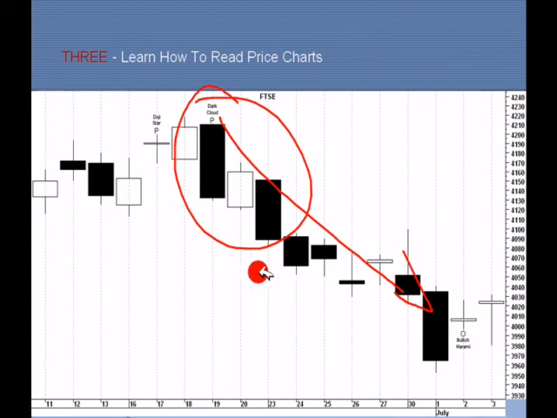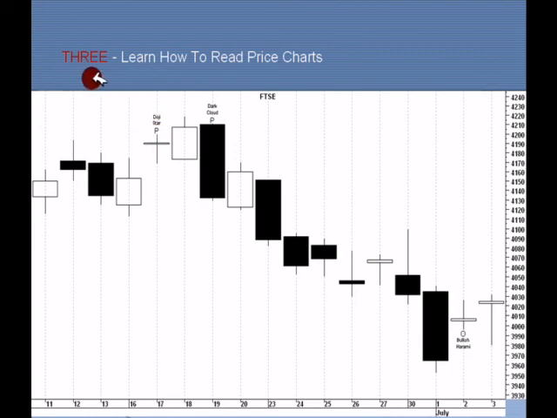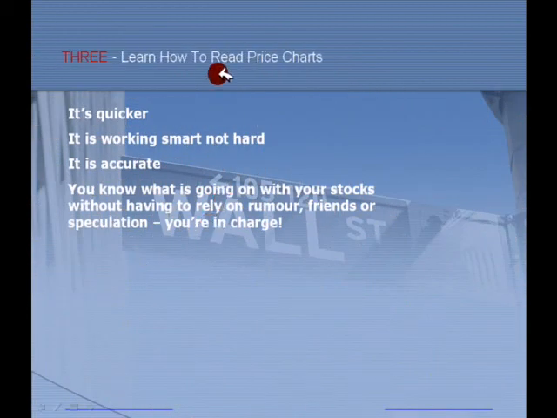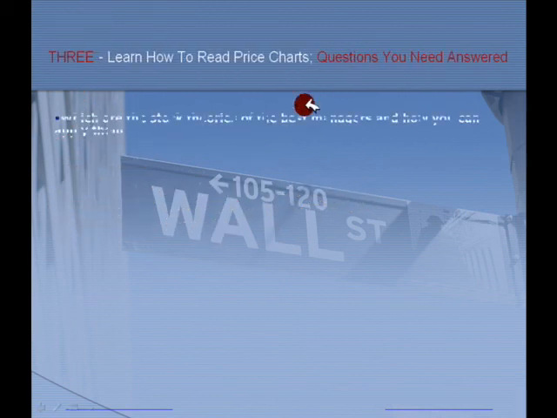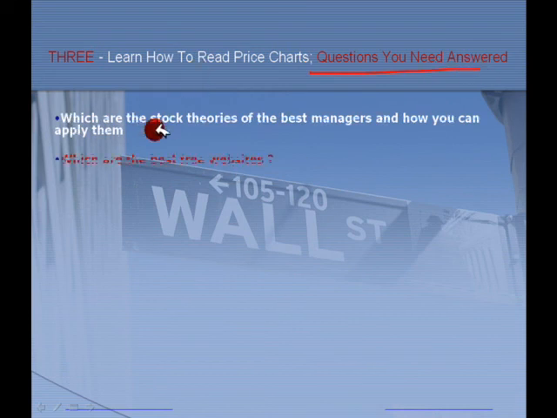Of course, we combine it with other technical indicators, with news and analysis as well. But this is just to give you an overview of why learning charts is, in one sense, a secret. Why do we want to do it? Well, first of all, it's quicker, as I've described. It's working smarter, not harder. You're not reading hundreds of annual reports. You're actually looking at price charts instead. It's accurate. You know what's going on with your stocks without having to rely on rumor, friends, or speculation. You're in charge. You can look at these charts and say, right, I know what's happening. I know why it's happening.